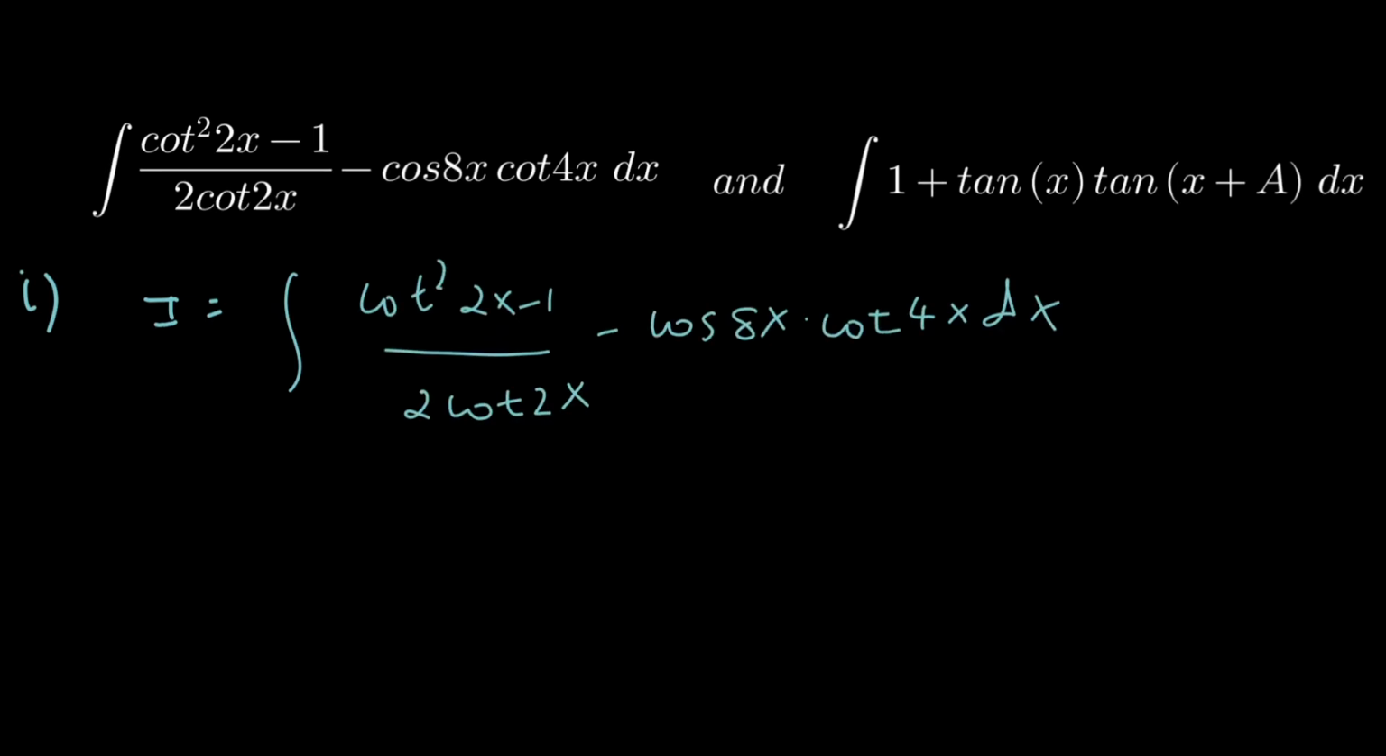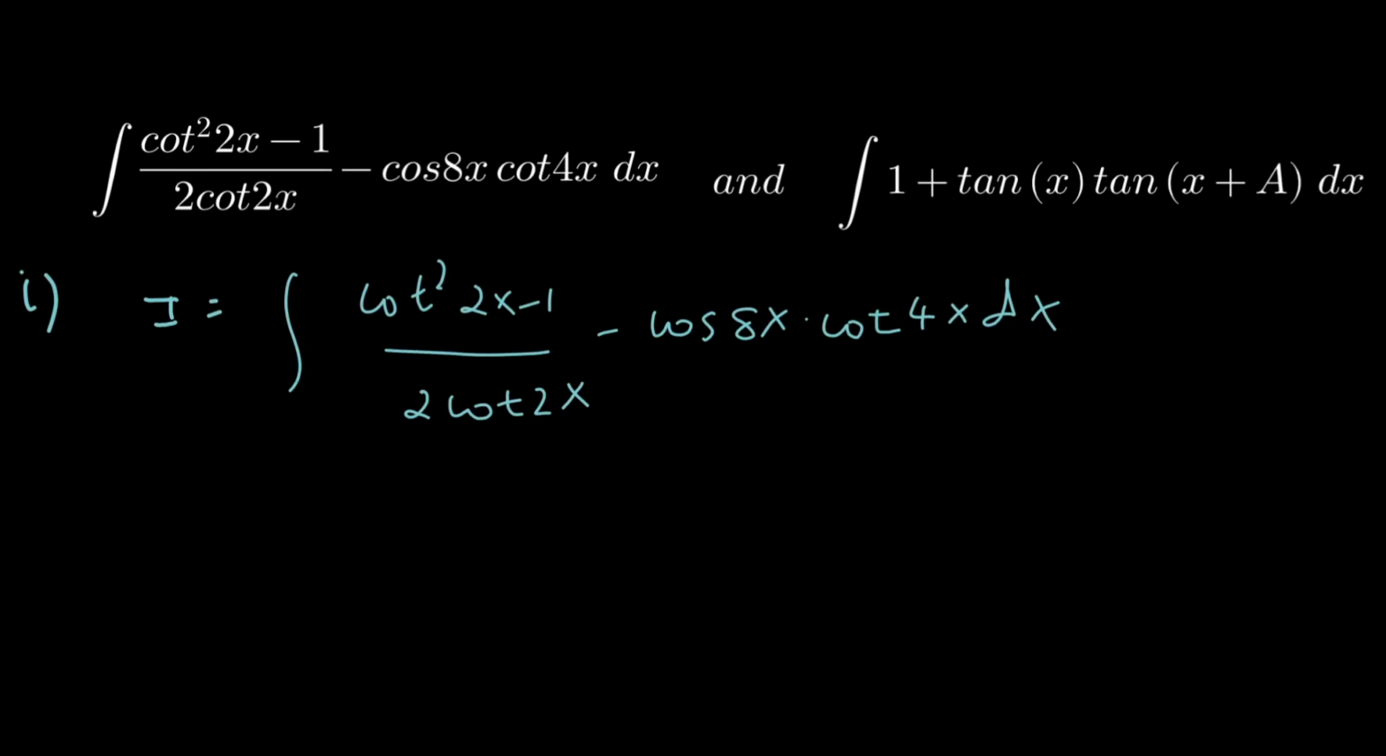So now as per the question we have to find the integration of this thing. So what I can see is that in this particular integration we have two terms. This is the first term and this is the second term. The second term is looking normal, it's just a multiplication of two trigonometric ratios with the angle 8x and 4x respectively. But the first term is looking a bit more complicated. I can see we can further simplify this thing.